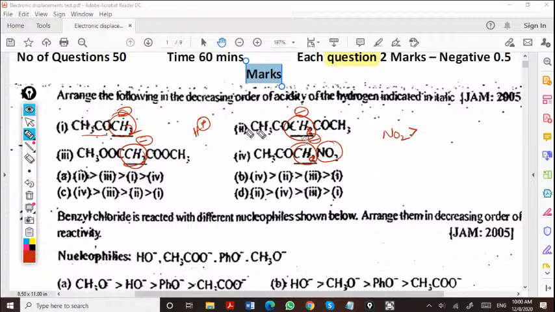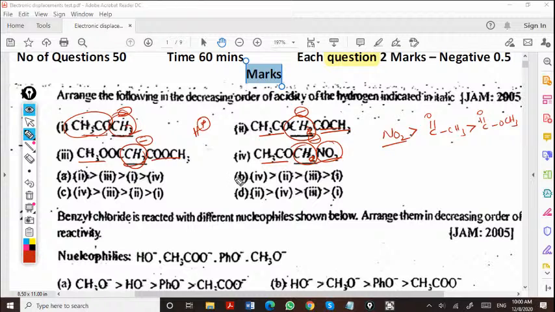Then ketone, C double bond O CH3, then ester, C double bond O OCH3. So this is the withdrawing nature of the groups. Highest stability will be with nitro, and with ketone. So this is with ketone, this is also with ketone, two ketones, this is two esters, and this is with one ketone.